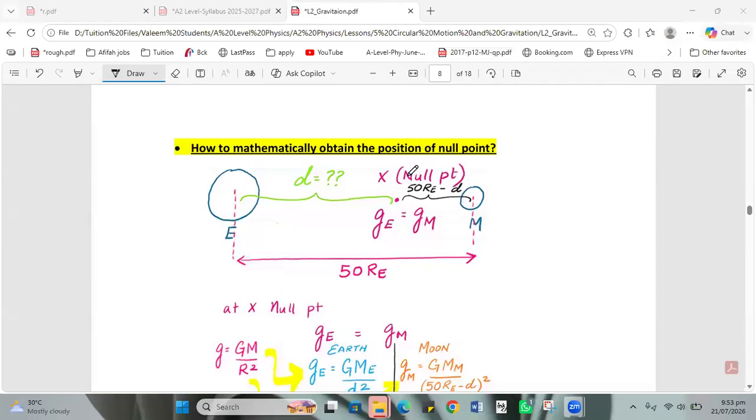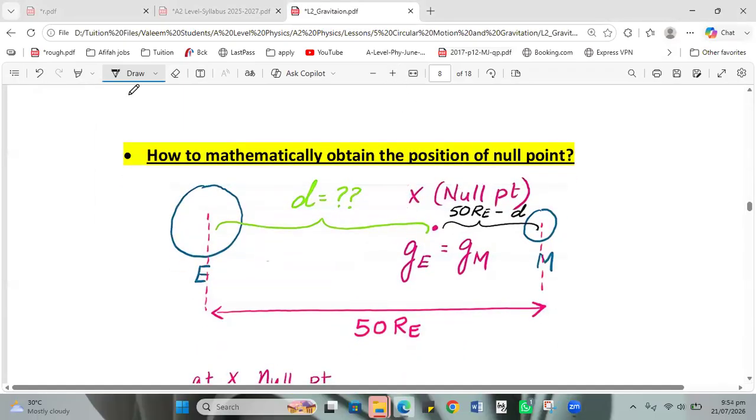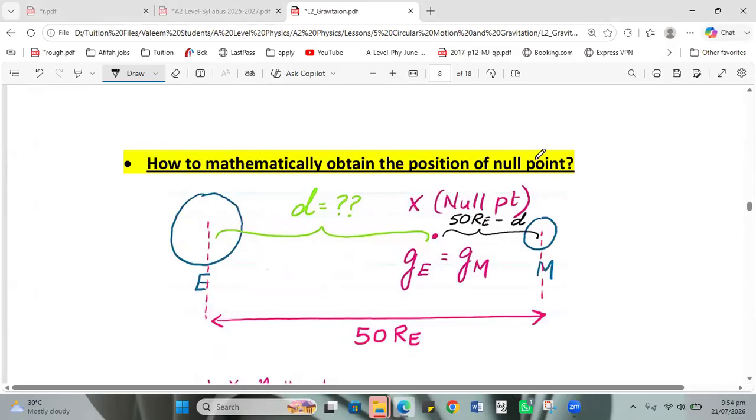Now let's do another example question. How to mathematically obtain the position of the null point. This has come in past paper questions where you were given two objects. Again, this is Earth and this is Moon. The null point is somewhere over here, let's say at point X. This is the null point. You are supposed to find the distance of the null point, D, from the Earth. D, question mark. This is what you need to find. I'm repeating, find the distance of the null point from the Earth. This was the question.